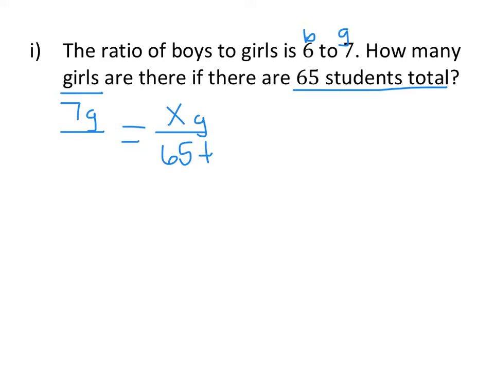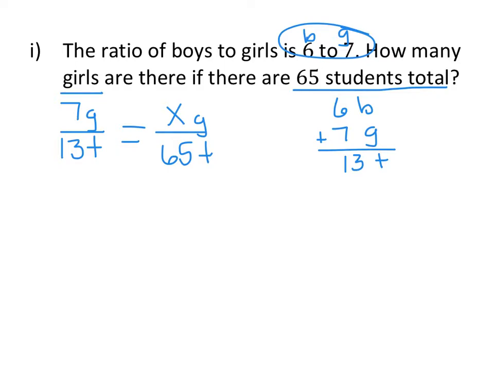Here's what we do. I know that there were 6 boys and 7 girls. In total, there were 13. So if I wanted a ratio of girls to total, it would be 7 girls over 13 total. So sometimes you'll have to find a total of your ratio to help you find your answer.